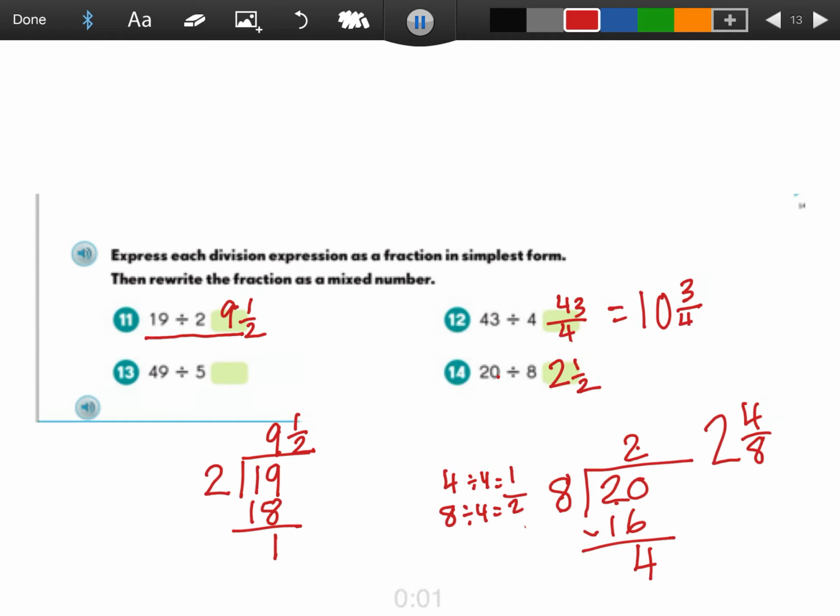So I don't think they've really shown you how to find simplest form yet. Hopefully you learned it in 4th grade, and if not, we'll just practice it a few times this way, and then I'll do a direct lesson on it.